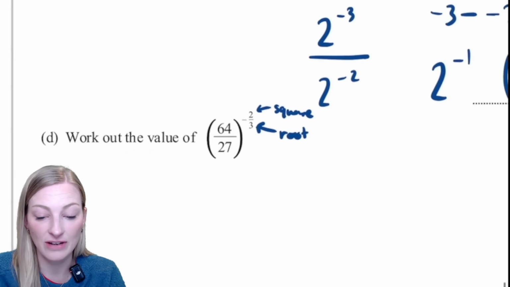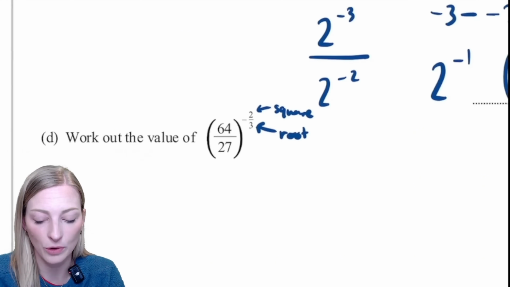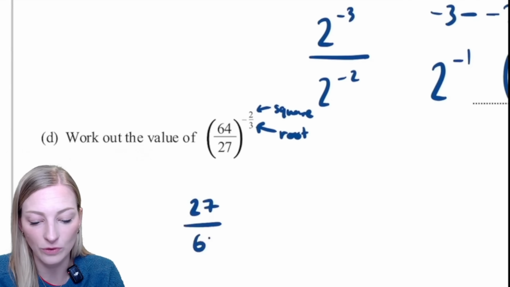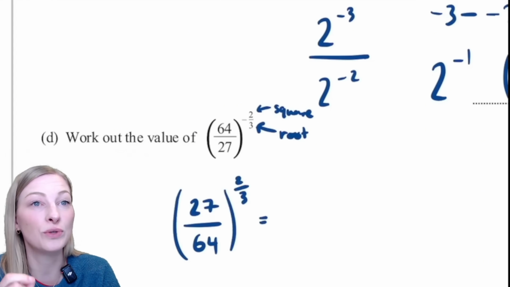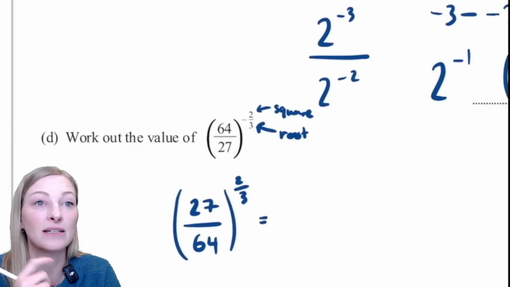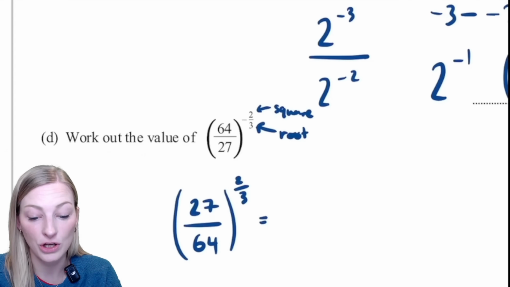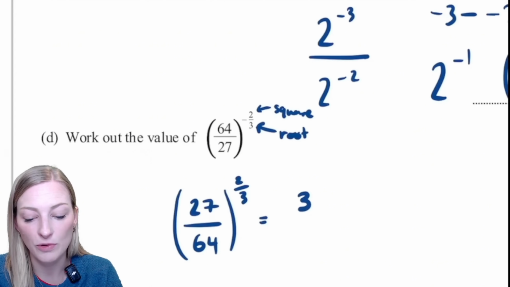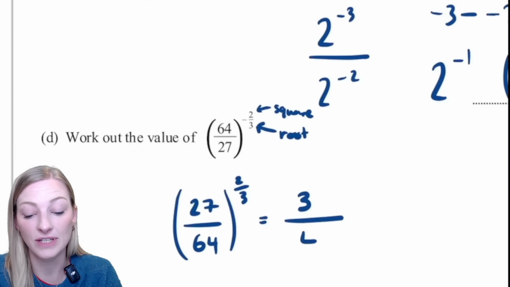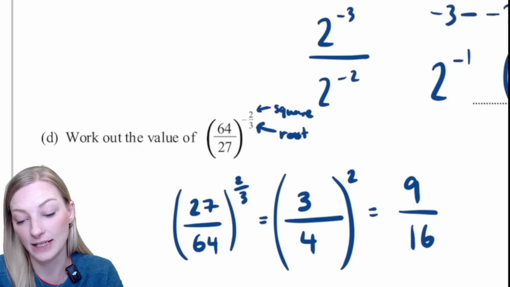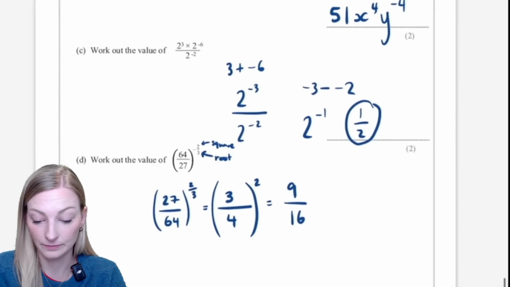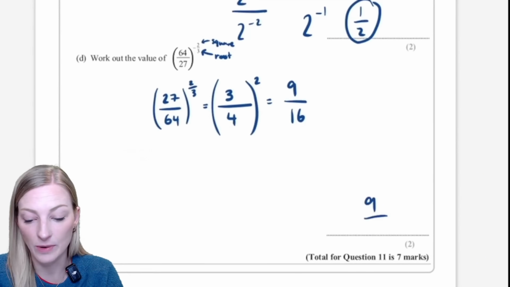But first I'm going to get rid of the negative, and I'm going to do the reciprocal. So 27 over 64 to the power of 2/3 is my starting point. I've used up that negative by making the base number its reciprocal. I'm now going to cube root both numbers. The cube root of 27 is 3, the cube root of 64 is 4, and then I'm going to square it, and that is 9 over 16. So 2 marks for that one.